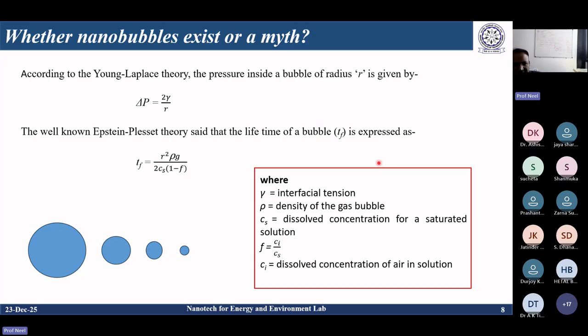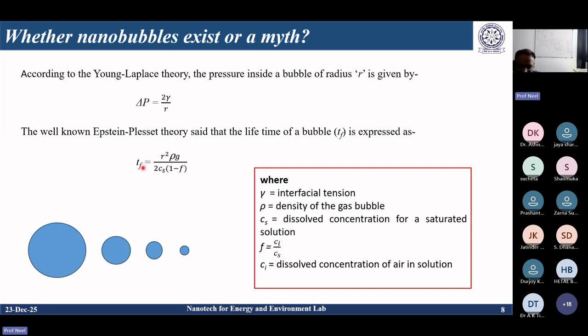If I use the classical theory, the Epstein-Plesset theory, the old theory, it seems that nanobubbles should not exist beyond microseconds. If I try to estimate the lifetime of the nanobubble with this formula, it is going to be microseconds. So clearly, by the classical theory, bubbles would not exist. But why are bubbles stable?